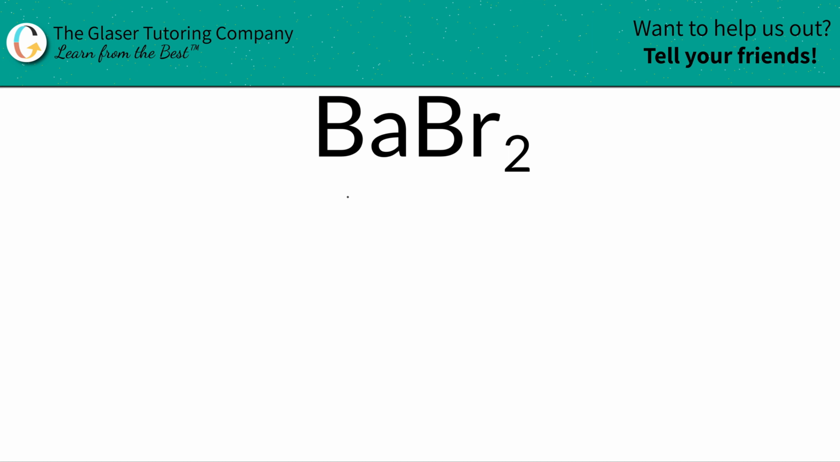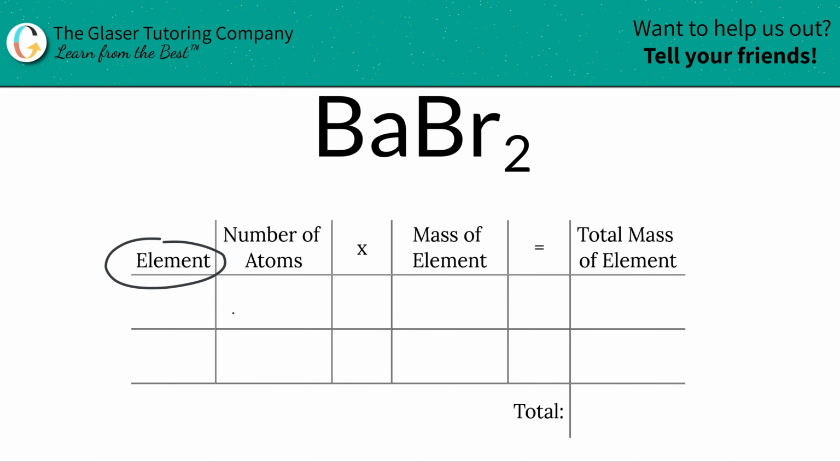Today, I'd like to teach you how to find the molar mass of BaBr2, otherwise known as barium bromide. So let's use this table to help us organize our thoughts. First, I'm going to write down the elements I see in the compound. So I have barium, Ba, and I have bromine, Br.